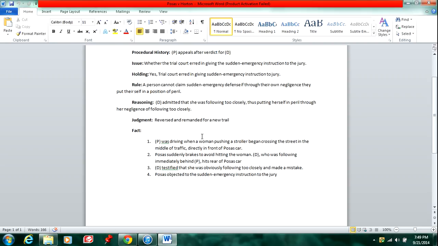I've listed here: plaintiff was driving. So this is just anything relevant to the case. Plaintiff was driving when a woman pushed a stroller in the street. The plaintiff braked to avoid hitting the woman. The defendant, following closely behind, hits Post's car. The defendant obviously testified that she was following closely and made a mistake. And then Post's objection to the sudden emergency instruction to the jury, which she later appealed.